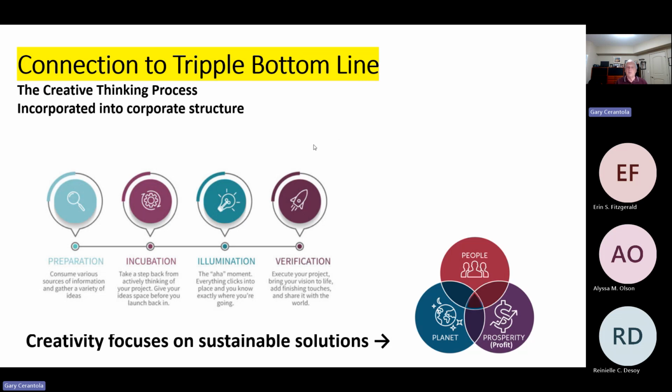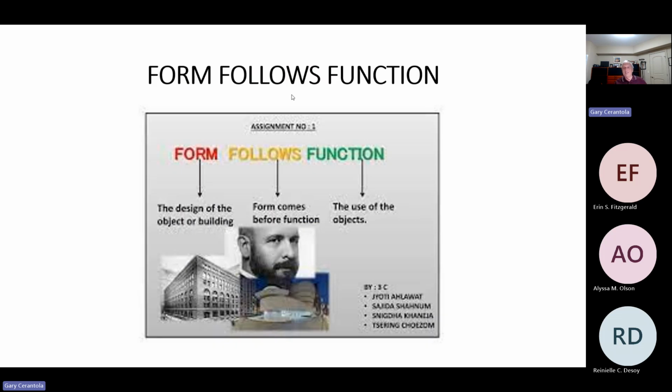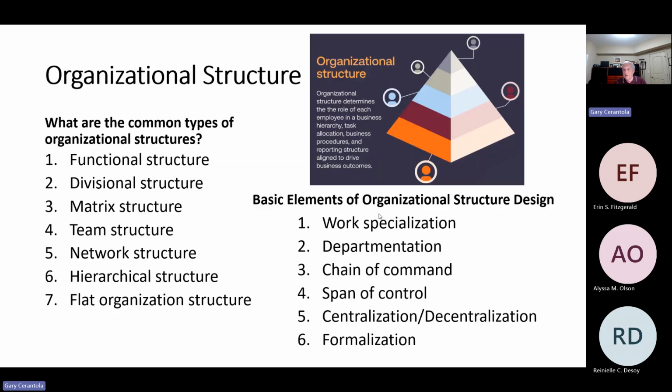And the creative thinking process is really key. You prepare, you consume various sources of information, and then you incubate to see, hey, will this product be viable, or will this service be enough? And then you learn that, hey, this is all coming together. So now you verify, and then you pilot that piece and get it into full production mode. So that's what it looks like. And again, form follows function. Form is the design of the object or the building, but the use of the object is what's key, and that's where it goes.